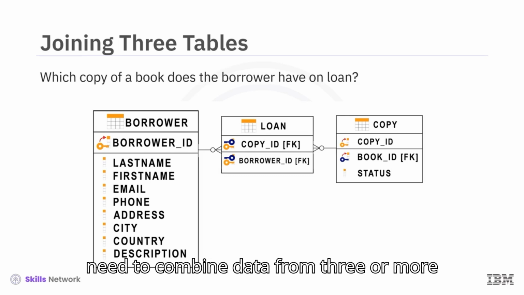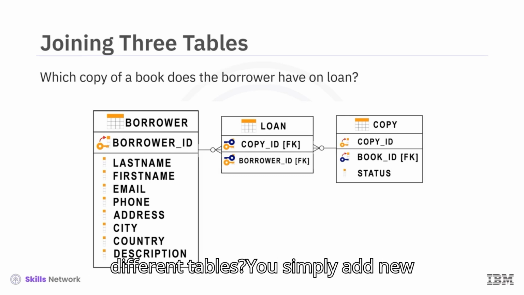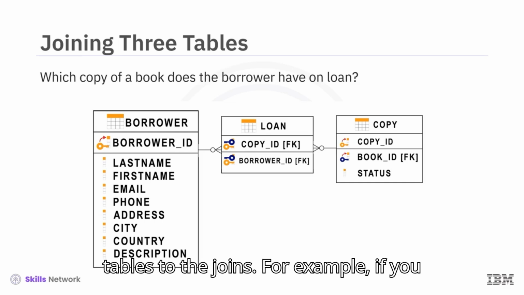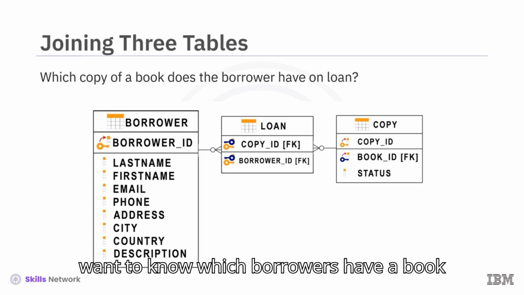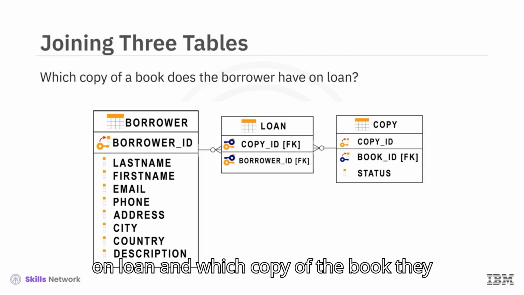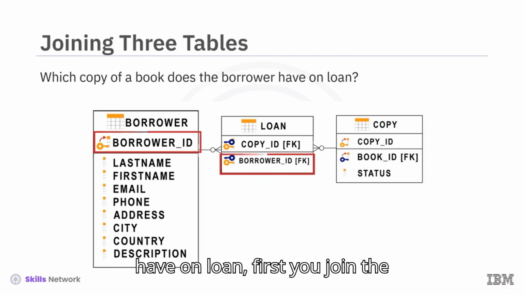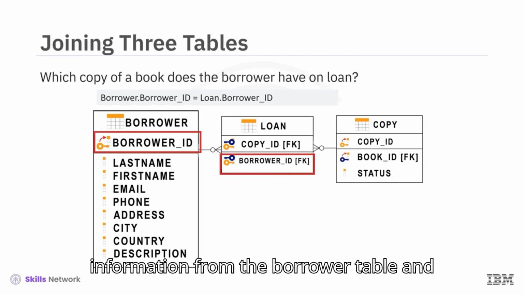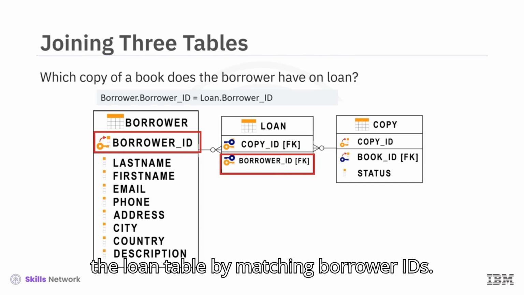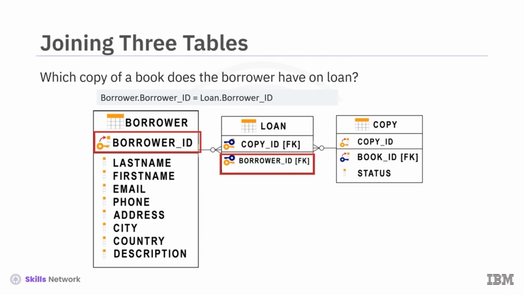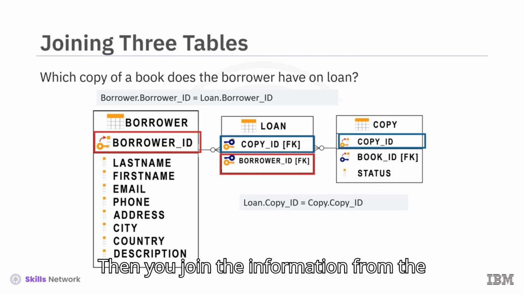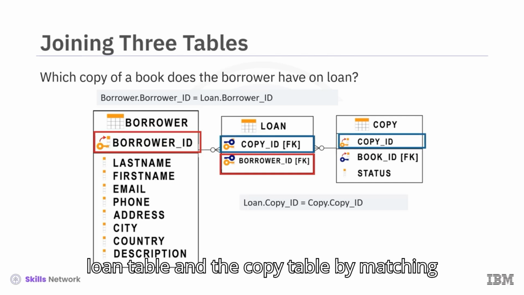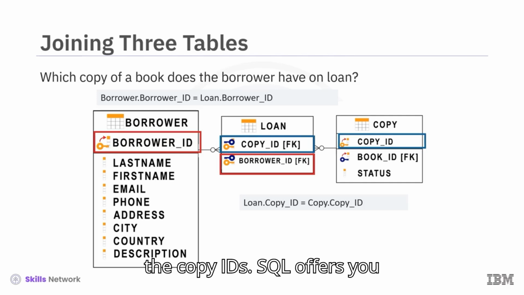But what if you need to combine data from 3 or more different tables? You simply add new tables to the joins. For example, if you want to know which borrowers have a book on loan and which copy of the book they have on loan, first you join the information from the borrower table and the loan table by matching borrower IDs. Then you join the information from the loan table and the copy table by matching the copy IDs.